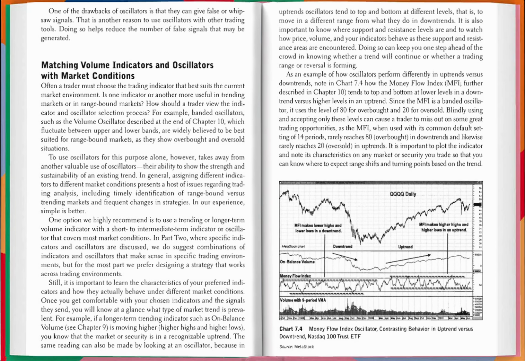For example, if a longer-term trending indicator such as on-balance volume, see Chapter 9, is moving higher highs and higher lows, you know that the market or security is in a recognizable uptrend. The same reading can also be made by looking at an oscillator, because in uptrends, oscillators tend to top and bottom at different levels. That is, they move in a different range from what they do in downtrends.